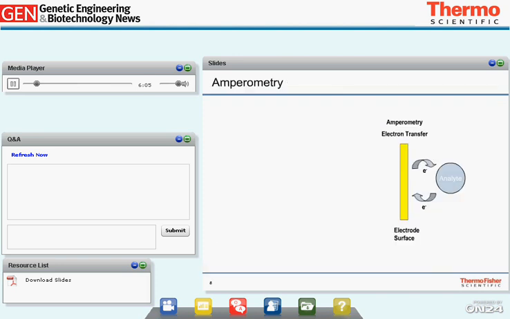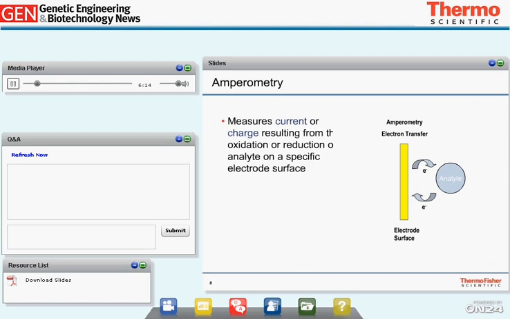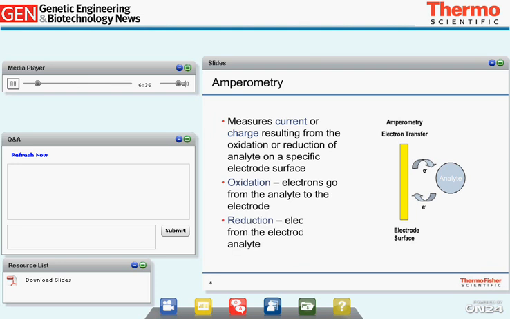For those of you who are new to amperometry, let me just quickly mention a few key points to get you up to speed. Amperometry measures current or charge resulting from oxidation or reduction of an analyte at the surface of a working electrode. Typical working electrodes used are gold, platinum, silver, and glassy carbon. For carbohydrate analysis, gold is used as the electrode surface. Oxidation is when an electron goes from the analyte to the electrode, and reduction occurs when the electron goes from the electrode to the analyte. The resulting current produced is measured by the electrochemical detector.